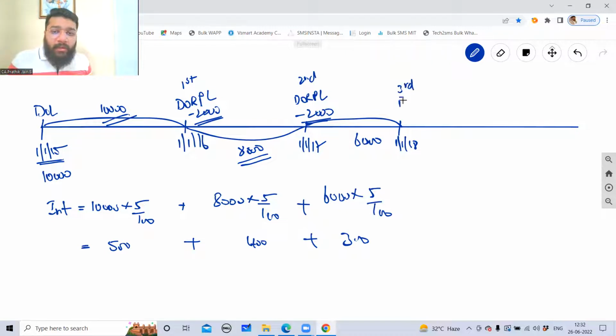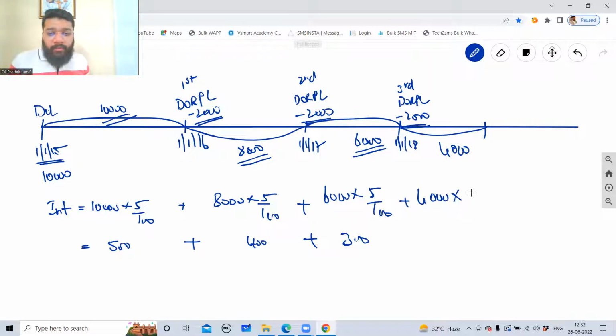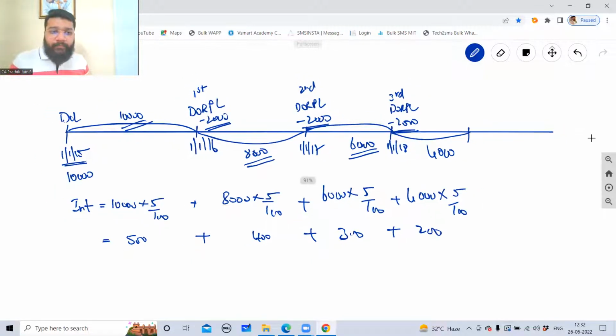Third date of repayment of loan is again 2000 rupees. So from 6000, if I minus 2000, balance is 4000 rupees, enjoyed in this period. Balance of 4000 rupees is enjoyed in this period. So what is the interest for this period? 4000 into 5/100, which is 200.